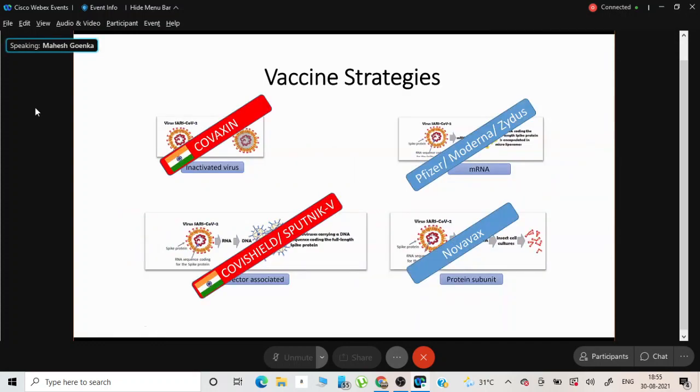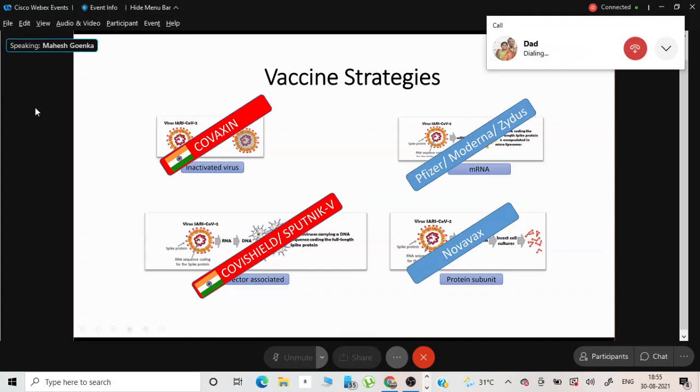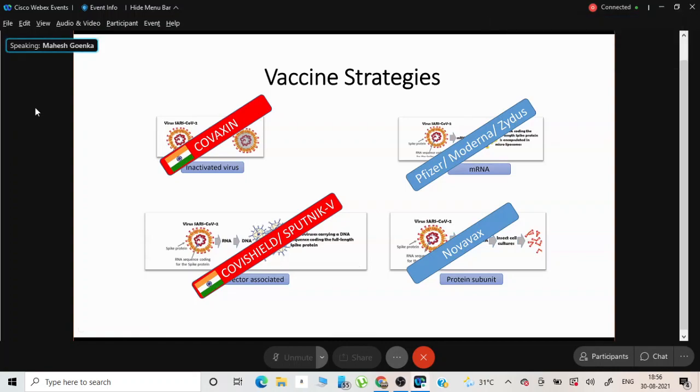About the vaccine strategies, you have to mention that the vaccine can be inactivated virus, which in our country is Covaxin. It can be messenger RNA, which is Pfizer, Moderna, or Zydus. It can be vector associated, like Covishield or Sputnik, and it can be protein subunit, which is Novavax. Now, we did not expect in this answer that you would write the name of the vaccine, but the platform by which the vaccine is made is important. Inactivated virus, messenger RNA, vector associated vaccine, and protein subunit is the expected answer.